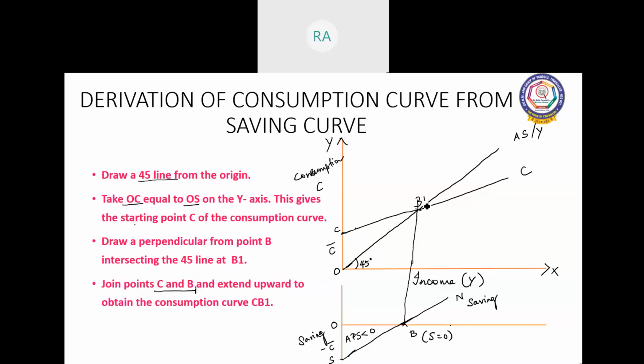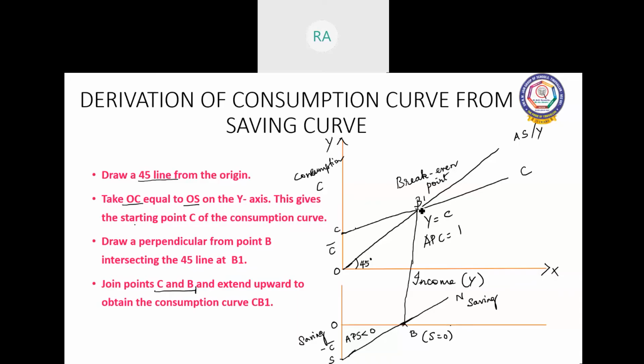Now this B1 is the break-even point. And at this point, the income is equal to consumption expenditure. Hence, the saving is 0. When income is equal to consumption expenditure, it means APC is equal to 1. The entire income in the economy is spent on consumption, and so the APS is equal to 0.